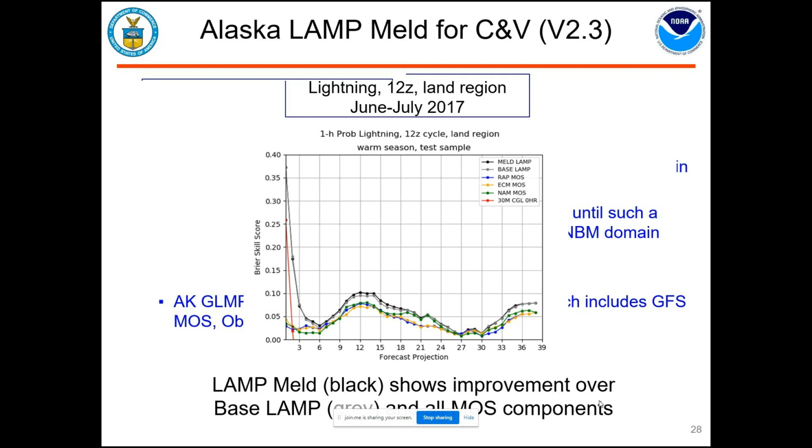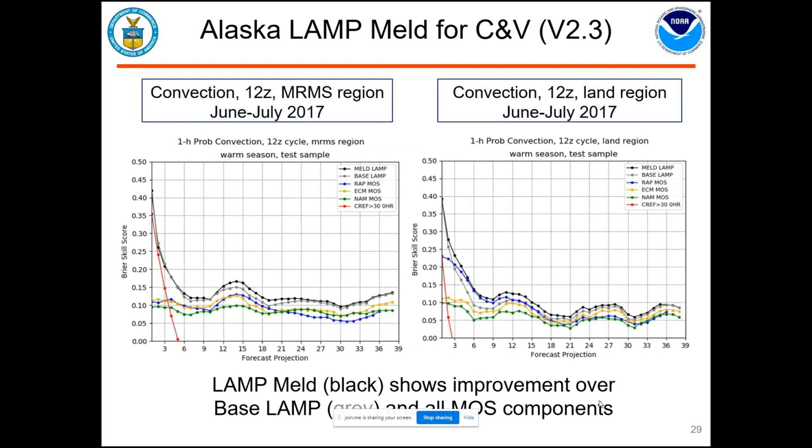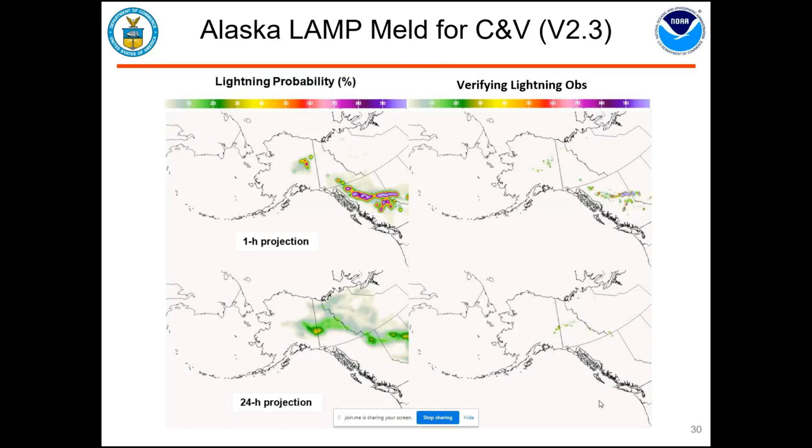Next here, we're showing some convection verification. The plot on the left is for our MRMS region, and the plot on the right is our land region. So there, you can see a much higher skill in the earlier projections. Again, that's due to the influence of the observations. And then the takeaway here is that the MELD, which is in the black curve, shows improvement over the components for both regions. Here's an example here of our product.